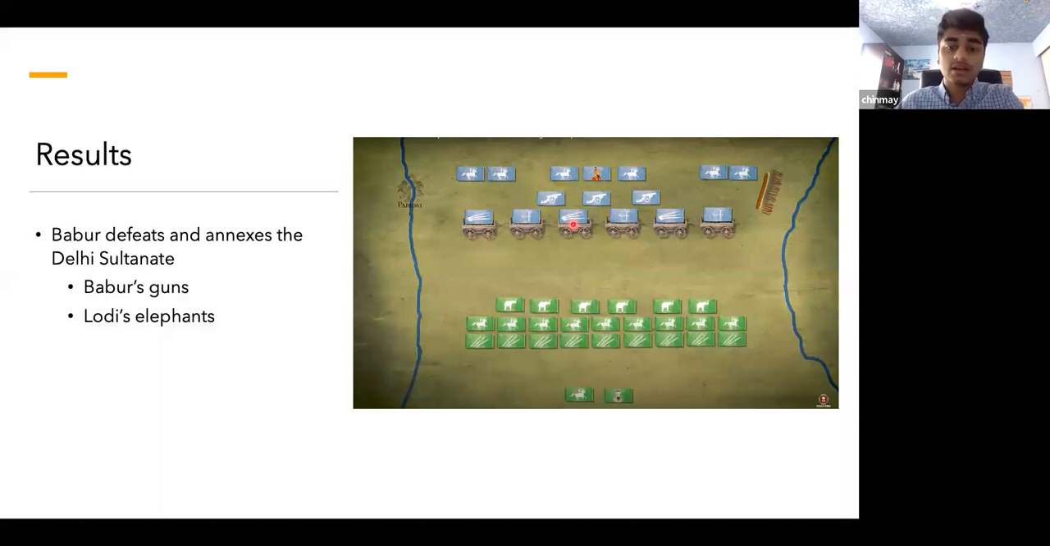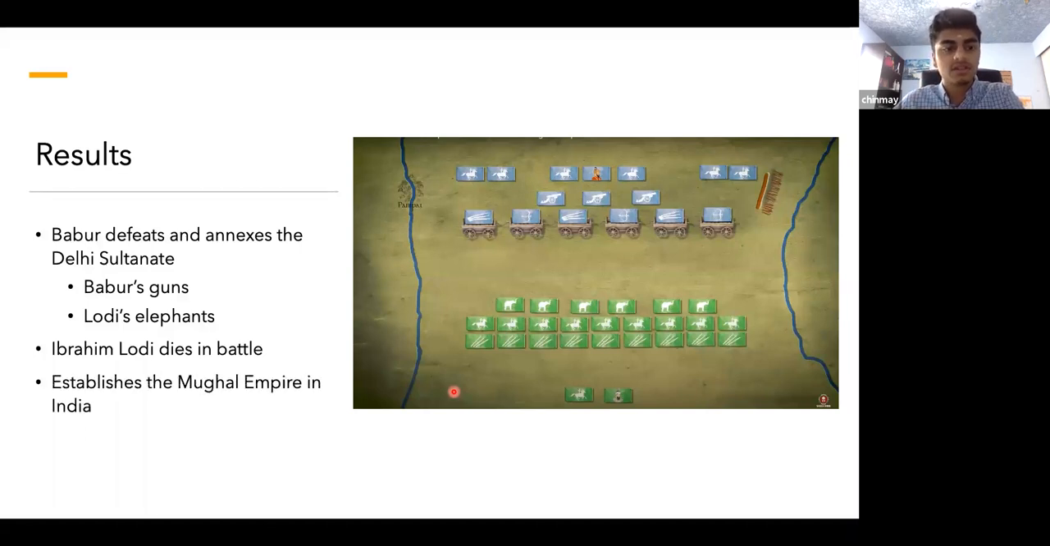So when the cannons and the muskets shot, the sound frightened Lodi's elephants so much that they eventually turned around, and in their efforts to run away, they trampled over Lodi's own army. That caused massive casualties to Ibrahim Lodi. In this battle, Ibrahim Lodi tries to turn the tide, but in his efforts, he dies in battle. Now that the Sultan himself had died, the entire army fell apart, and it was easy for the Mughals to come in and establish the Mughal Empire in India.